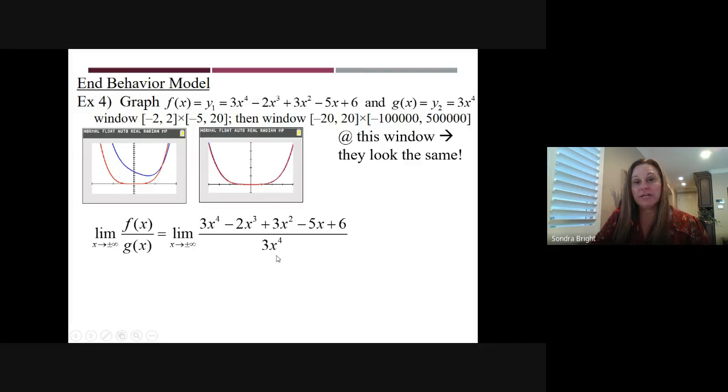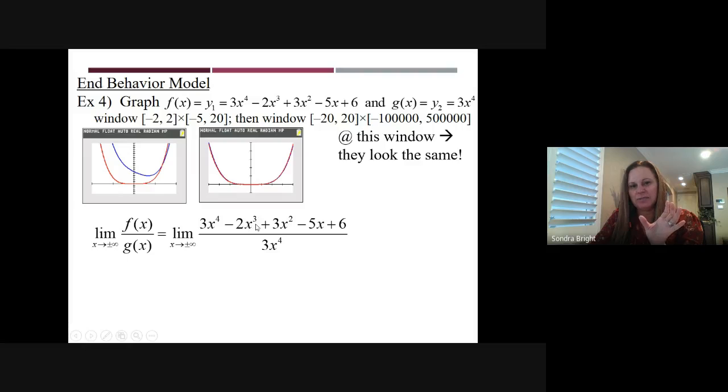And what we're going to do now is actually simplify this thing. You've got a monomial in the bottom, so I'm going to write it as 3x to the fourth over 3x to the fourth. Okay, so I'm going to split it up. 3x to the fourth over 3x to the fourth would just be 1. Then negative 2x cubed over 3x to the fourth. Separate that fraction, and you'd be left with a negative 2.